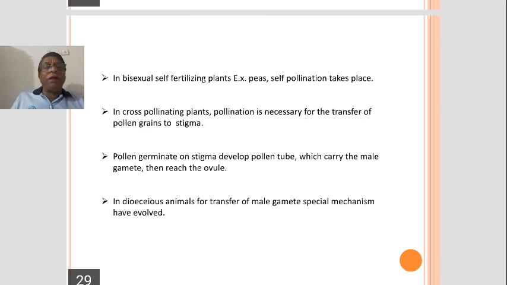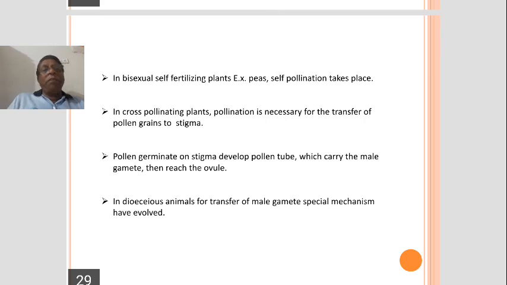How does it germinate? The inner intine comes through the germ pore of pollen grain and develops pollen tube. Now the generative nucleus divides and forms two male gametes. What is the function of pollen tube? It carries the male gametes, because the sperms are non-motile. Then there is the ovule.